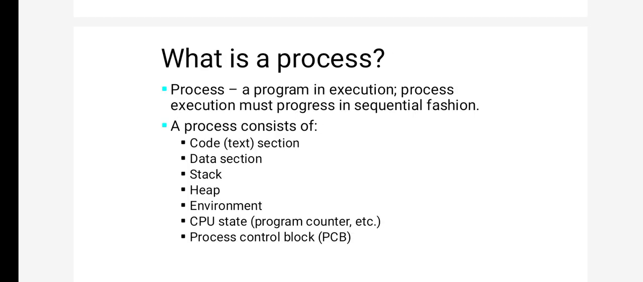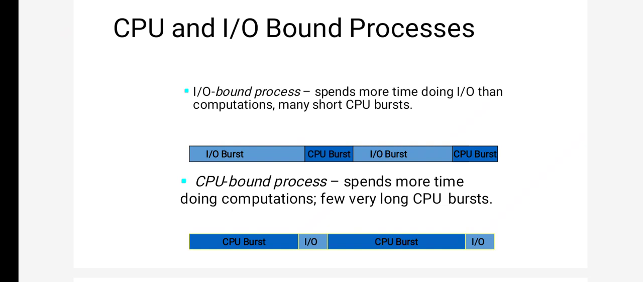Now what is a process? A program in execution; process execution must progress in a sequential fashion. A process consists of code, data section, stack, heap, environment, CPU state, and process control block. IO bound processes spend more time doing IO than computation, with many short CPU bursts. In the second kind, CPU bound processes spend more time doing computation, with few very long CPU bursts.